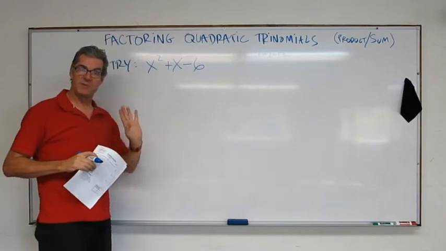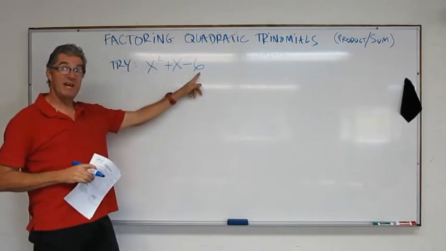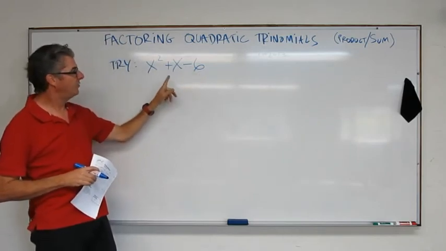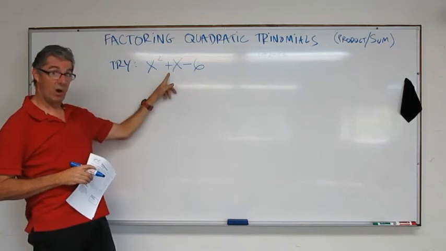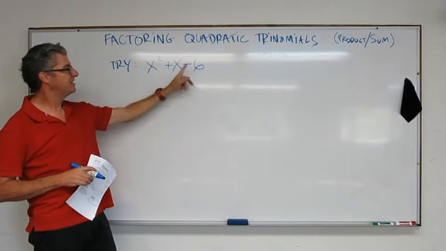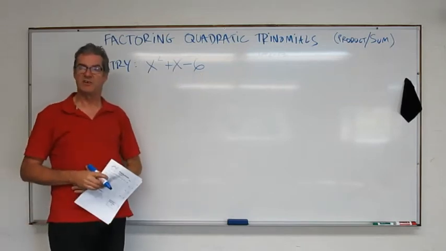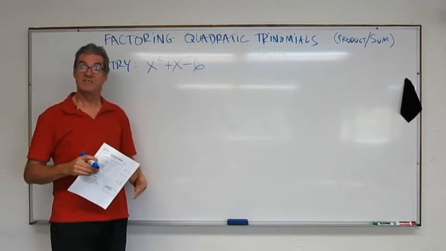Before I turn you loose, let me remind you, two numbers that multiply to negative 6 and add to 1. There's a 1 there, we don't write it. Multiply to negative 6, add to 1. Pause the video, give it a shot. Okay, let's see how you did.